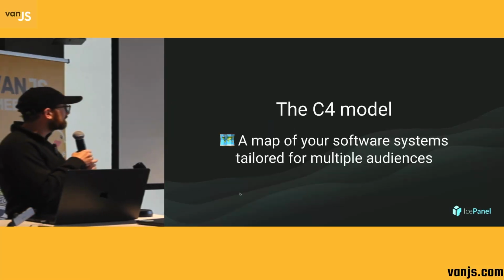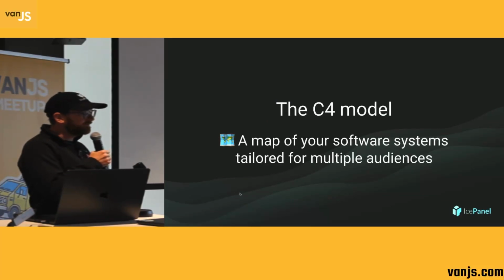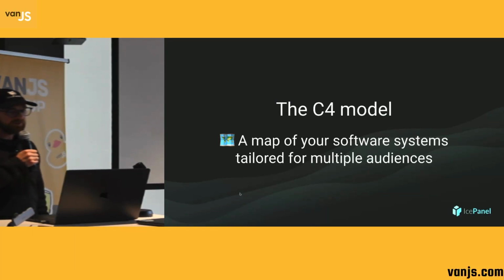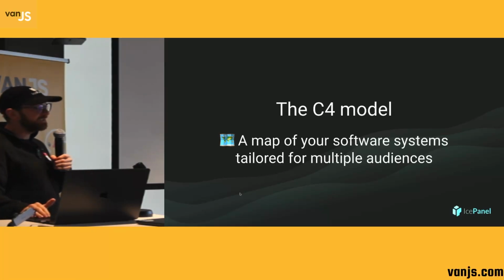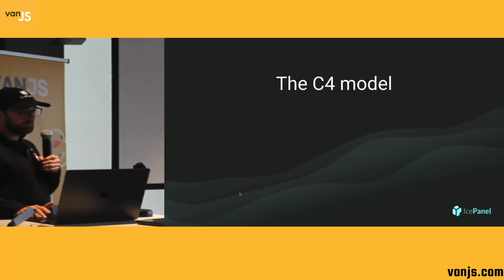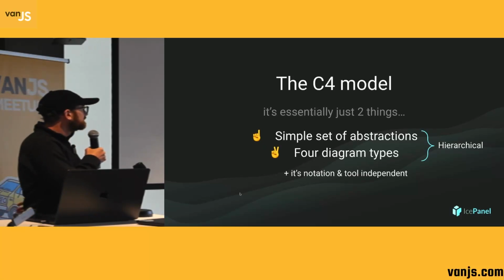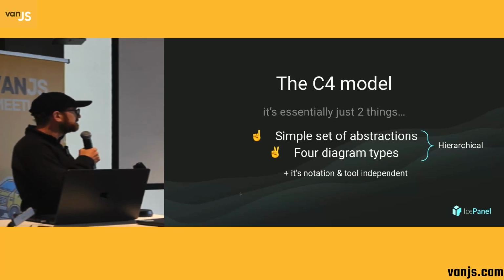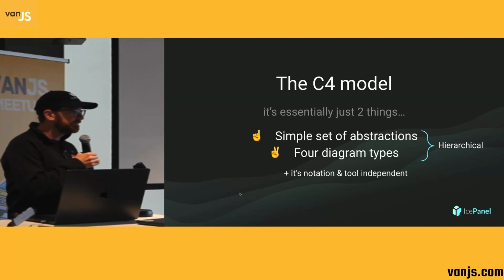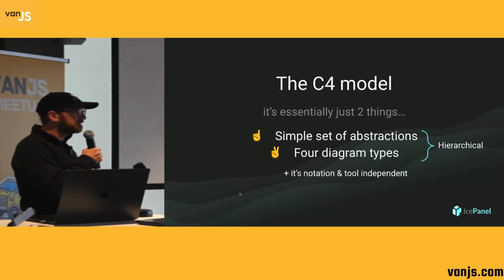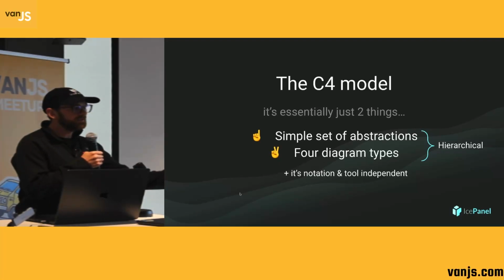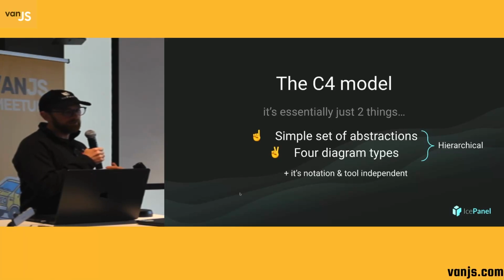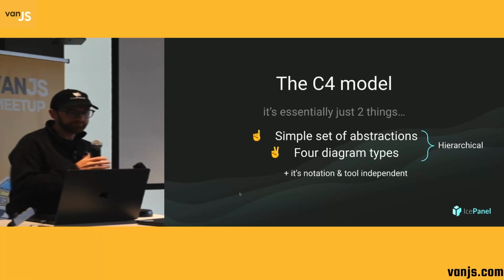But what the C4 model is, is a map of your software systems tailored for multiple different audiences. Okay, well, what does that mean? Well, it's actually just two simple things. It's a simple set of abstractions, and it's four diagram types. The nice thing about the C4 model is that it's tool and notation independent. So wherever you're diagramming currently, you can bring this idea of a C4 model to your workflow.